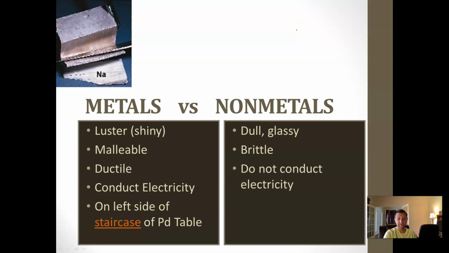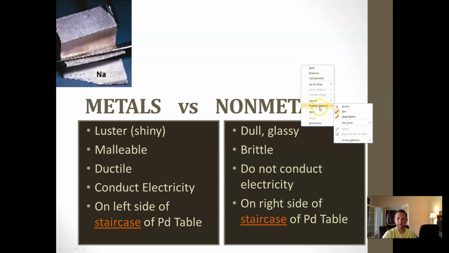They don't conduct electricity at all. And they're on the right side of the staircase. Okay, right side of the periodic table. Let's take a look at where that is, and then we'll wrap it up.